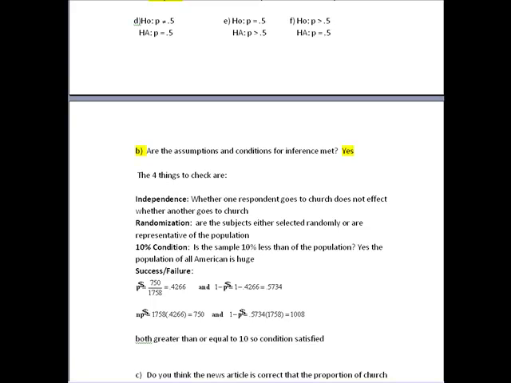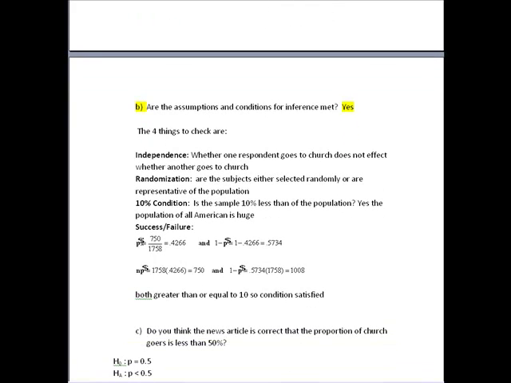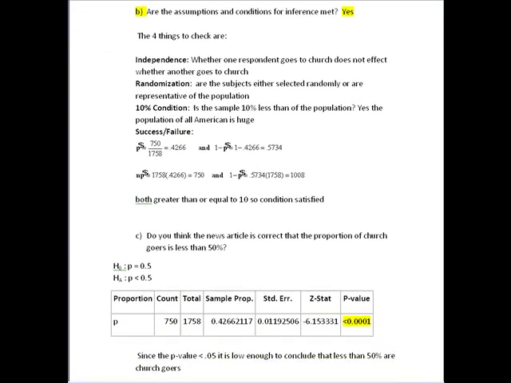And what about the success and failure condition? There's a little typo here. This should say p hat, or sample p. The sample p is 0.42, 1 minus p is 0.57. And when you do n p hat and n times 1 minus p hat, you get that they are both greater than or equal to 10. So the sample is certainly big enough.